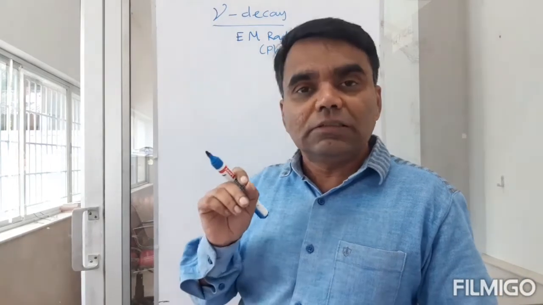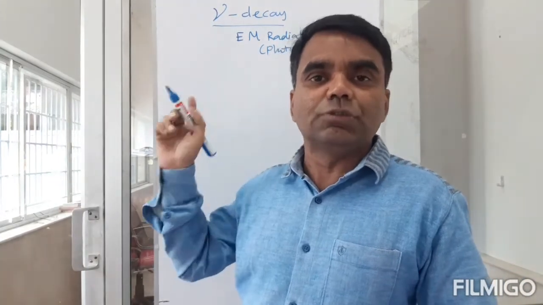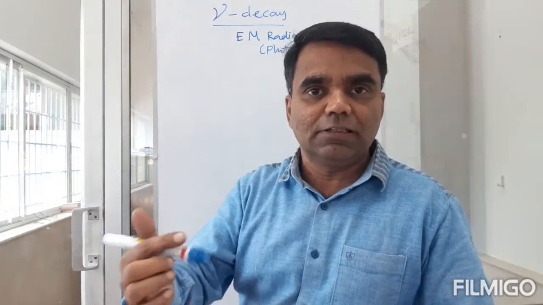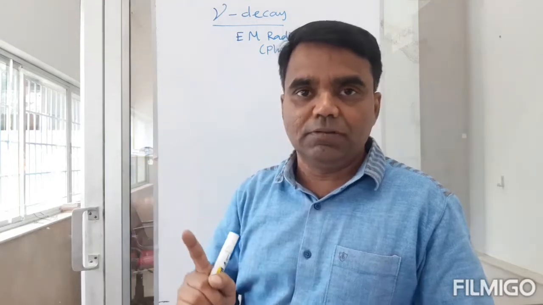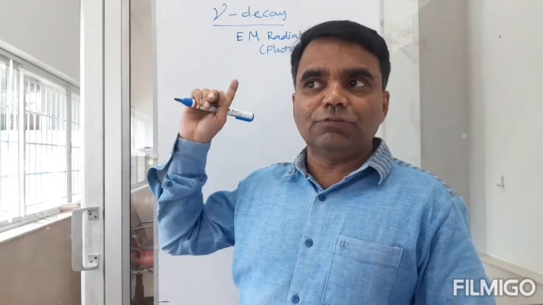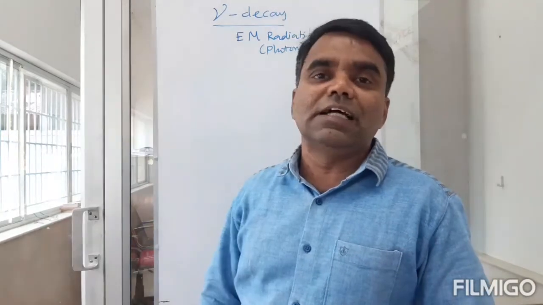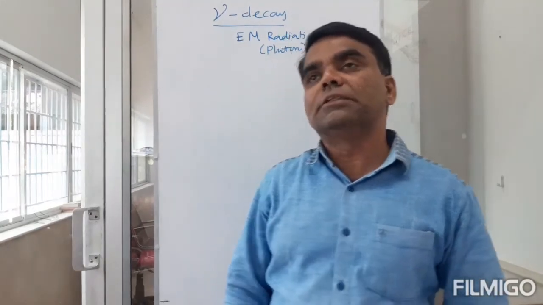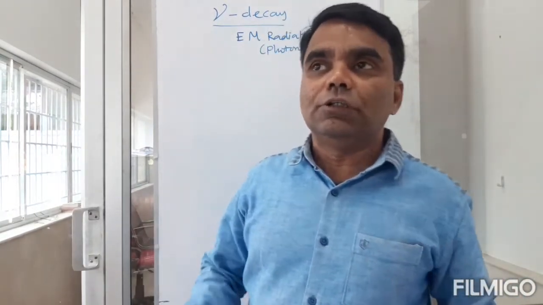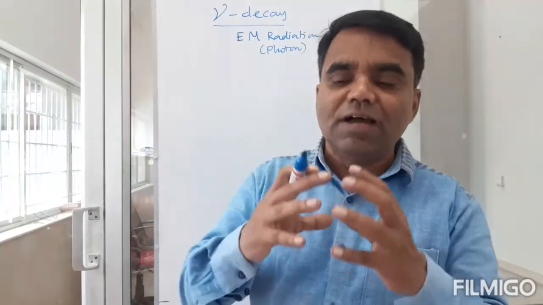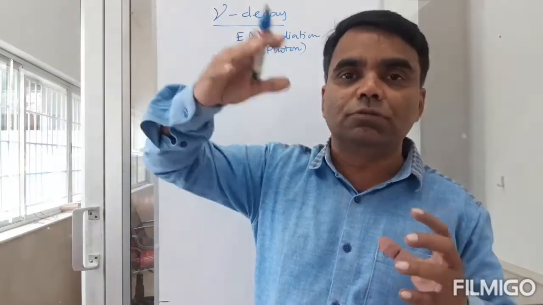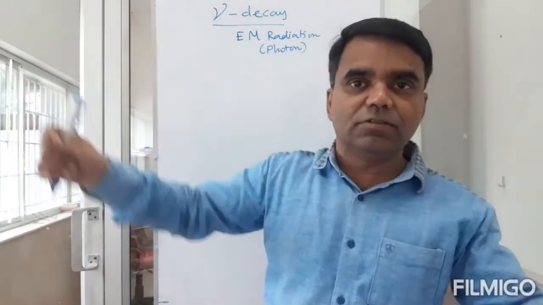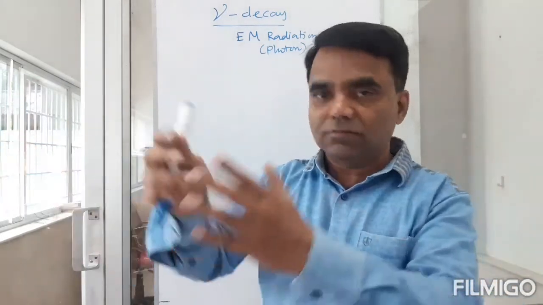Usually this accompanies an alpha decay or a beta decay. When the first two decays happen, it's very likely that you're going to get the gamma decay too, along with them. Why? Well, it's like this. You take an atom, and we studied this. You have an electron, we excite that electron to a higher orbit, and when it comes back to the ground state, it is going to emit energy. That comes out as light, a photon.